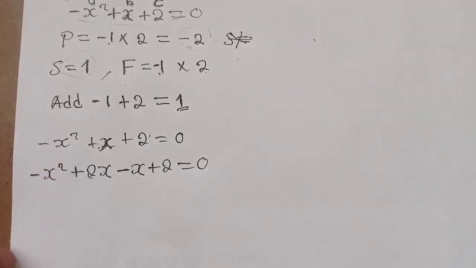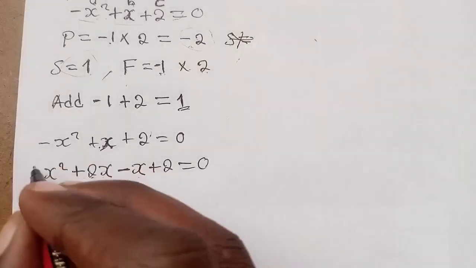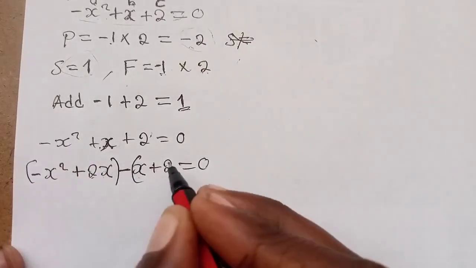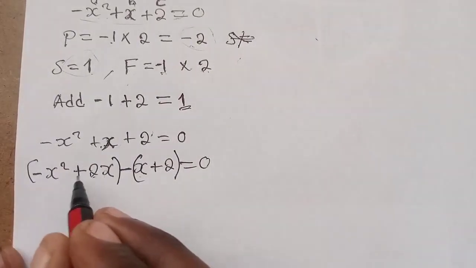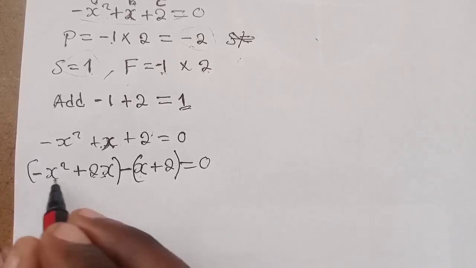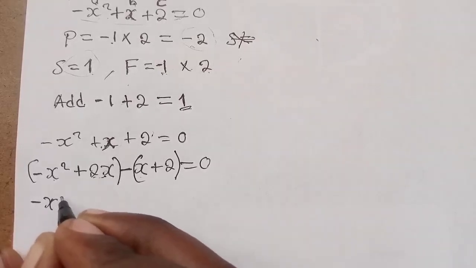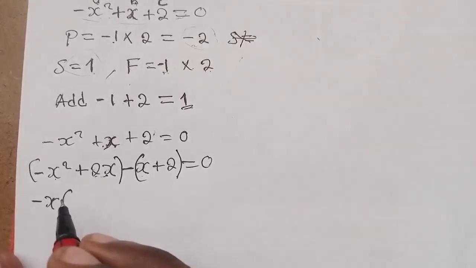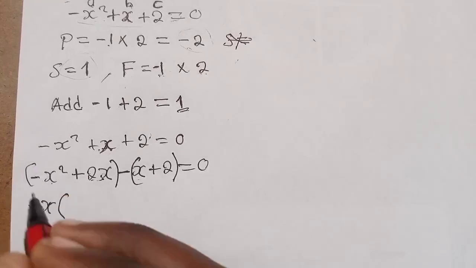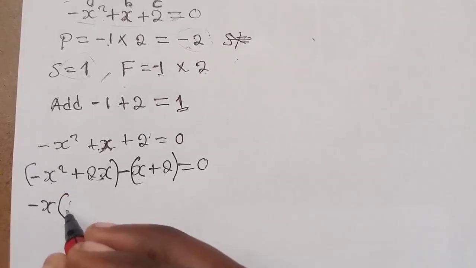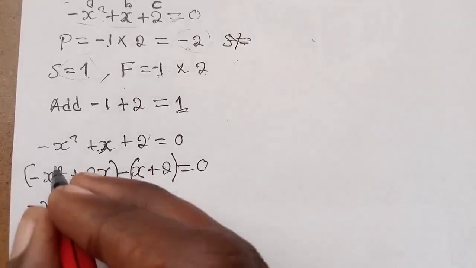From here, I said we need to know how to factorize grouped variables. This is how you factorize. So what is common here? The one that is common, which you can divide into both terms, is negative x. So negative x can go into this without leaving a remainder. Negative into negative is positive, so you don't write a positive, but just know that it is positive.